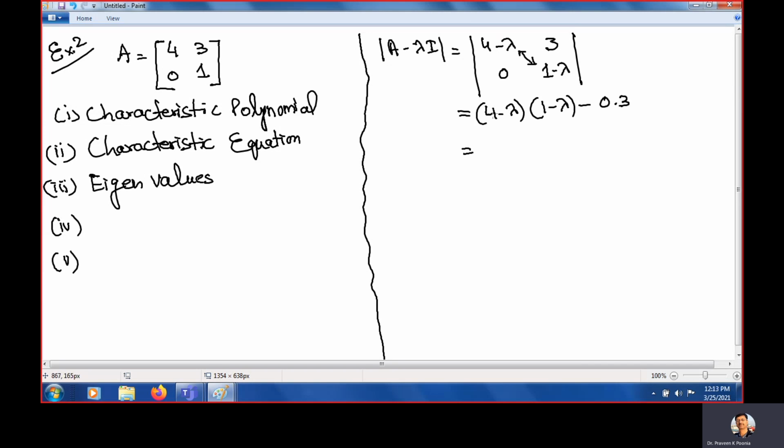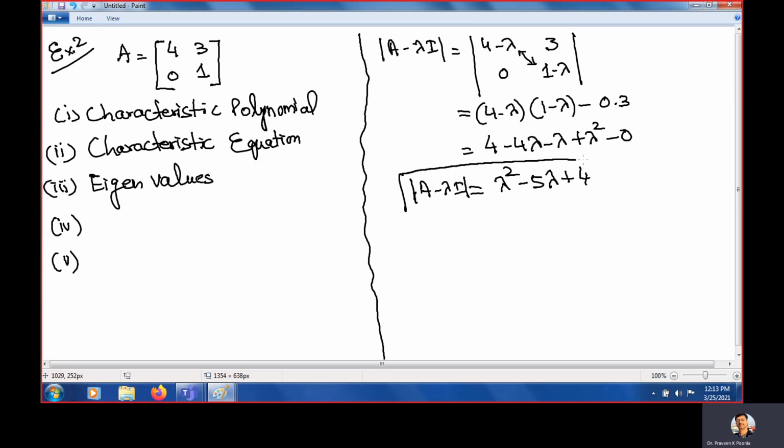So 4 into 1 is 4. 4 into minus lambda is minus 4 lambda. Minus lambda into 1 is minus lambda. Minus lambda minus lambda, plus lambda power 2, minus 0. And if you simplify it, lambda power 2 minus 4 lambda minus lambda is minus 5 lambda, plus 4. So my dear friends, this is the determinant of A minus lambda I, and this is called the characteristic polynomial. This is the answer for question number 1. This is the characteristic polynomial. Okay.